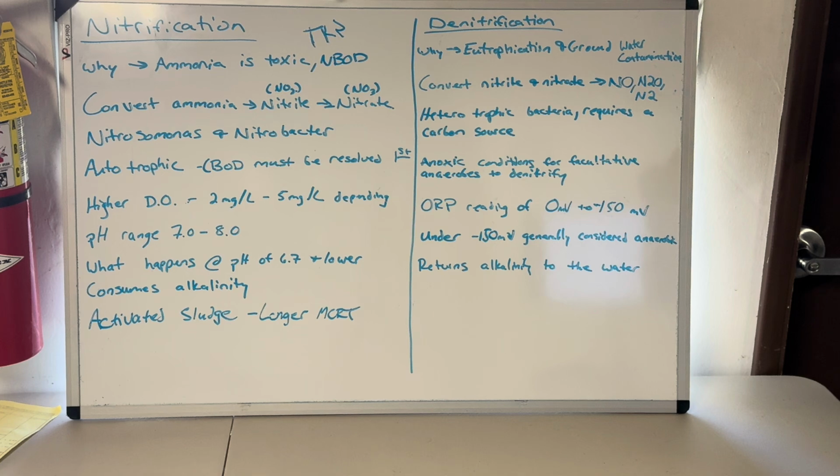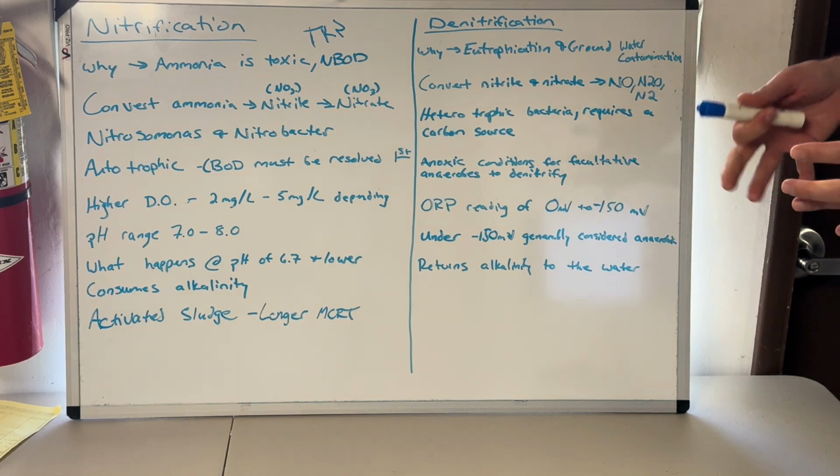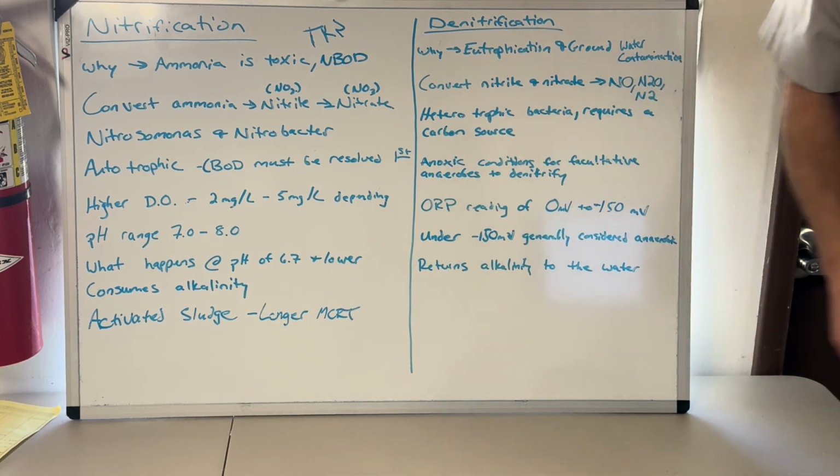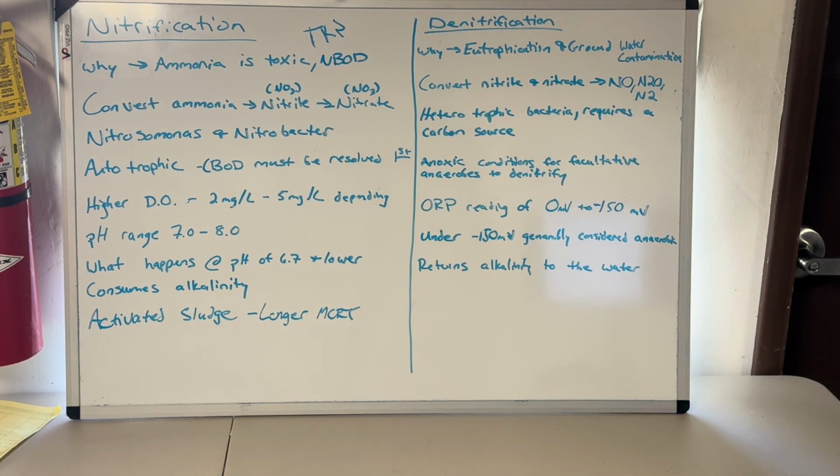The other thing about heterotrophs and autotrophs that you should know is autotrophs typically take longer, pound for pound, to grow. And we're going to talk about why that's important down here when you need longer MCRTs to pull this off.